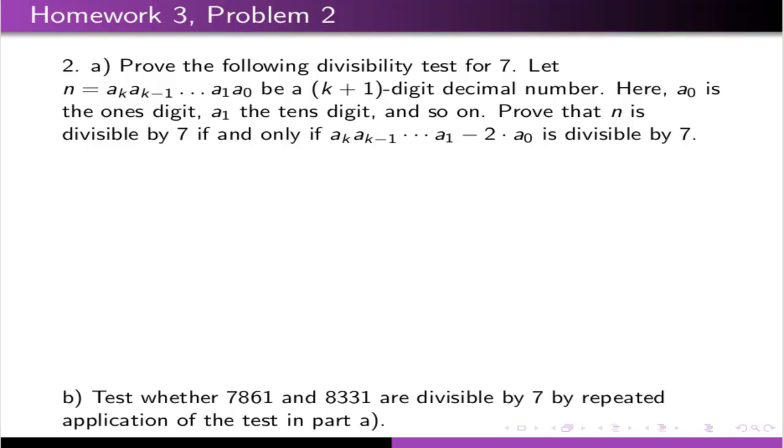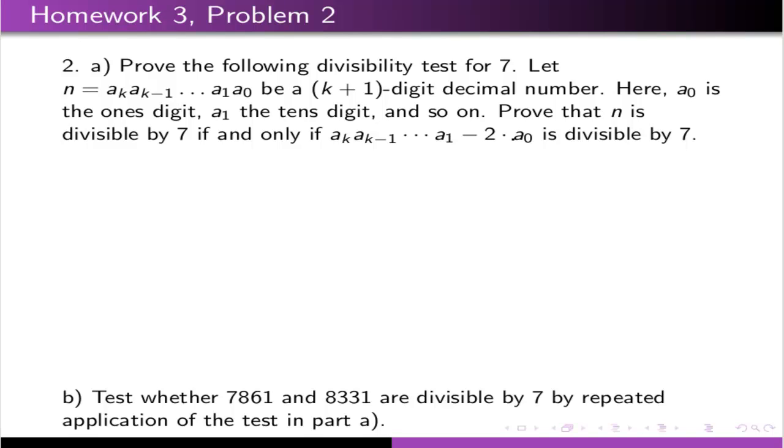Number 2 is a test for divisibility by 7. So again, we start off with a decimal representation of a number, a k plus 1 digit number, and the claim is that n is divisible by 7 if and only if we drop the ones digit, subtract 2 times the ones digit from the remaining number, the truncated number, then that number needs to be divisible by 7. So it gives us an iterative way of making a smaller number that we test for divisibility by 7.